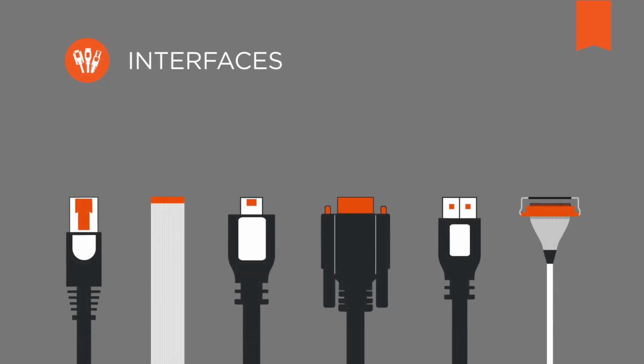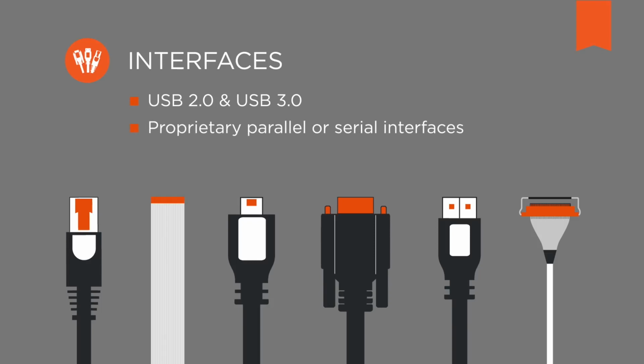How can the camera module be connected to our processing board? Camera modules come with various interfaces. The most common ones are USB 2, USB 3, proprietary parallel or serial interfaces, or MIPI CSI2. Each has its pros and cons.